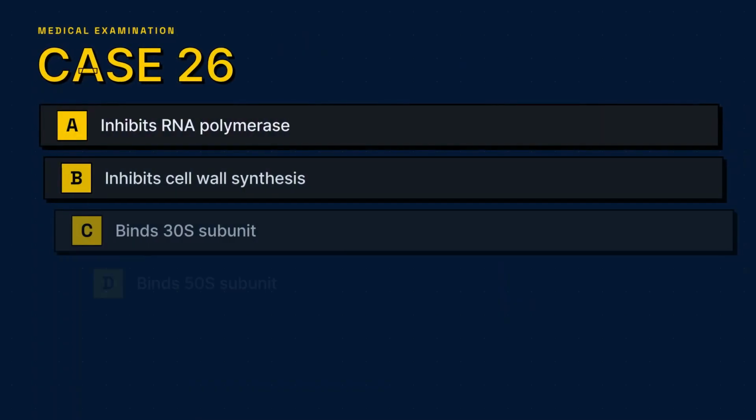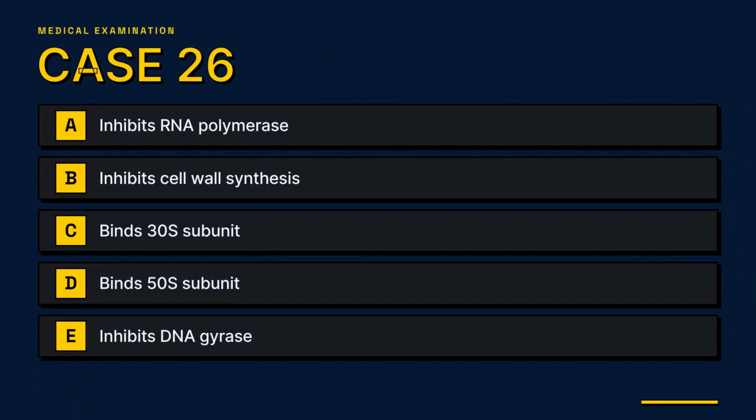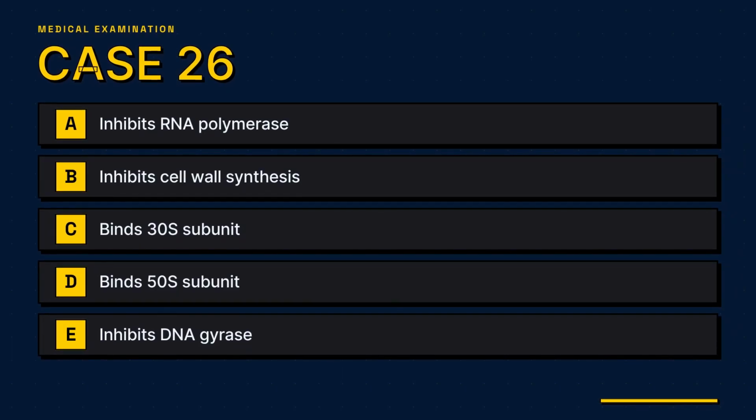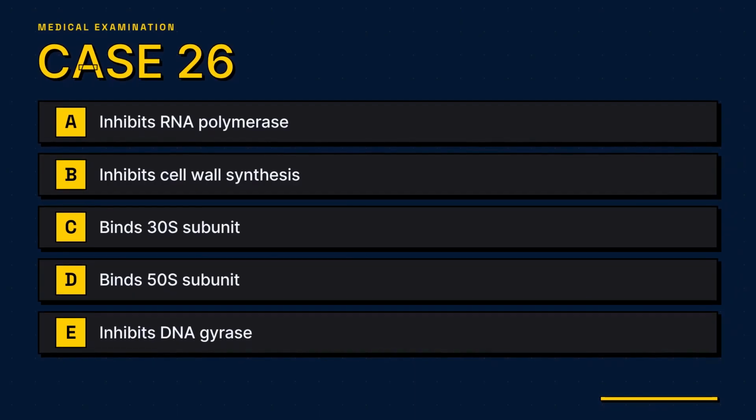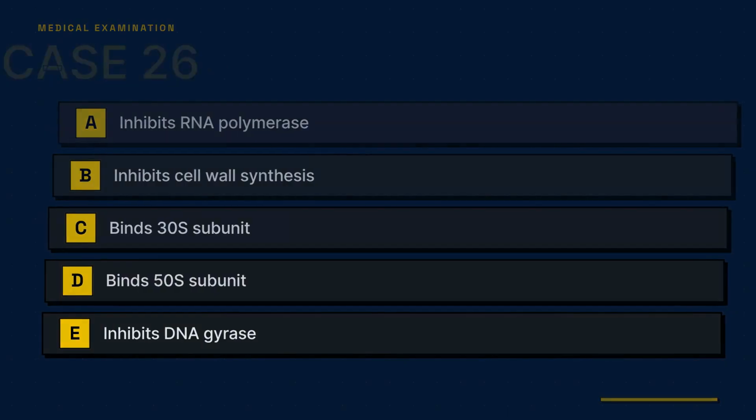A. Inhibits DNA-dependent RNA polymerase. B. Inhibits bacterial cell wall synthesis. C. Binds to the 30S ribosomal subunit. D. Binds to the 50S ribosomal subunit. Or E. Inhibits bacterial DNA gyrase. Pause and select. The correct answer is A.